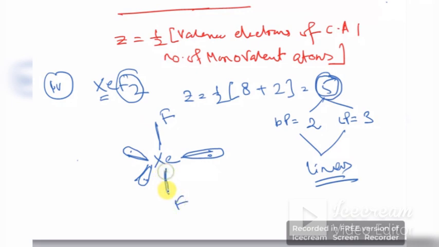This is simply how you can find out the shape, and this is called linear. You can see that this is a linear structure, like a straight line. Okay, this is a linear structure. Linear. This is pretty simple.